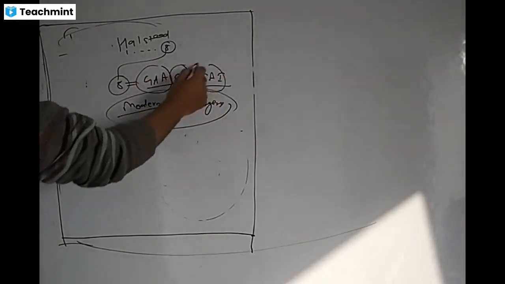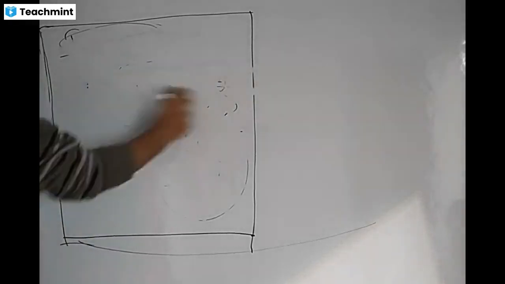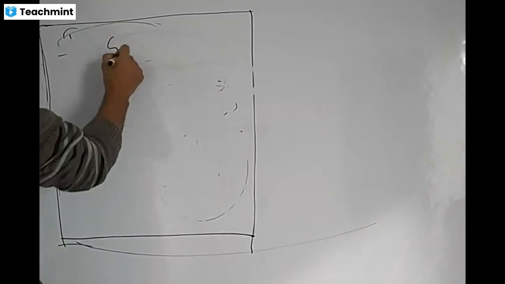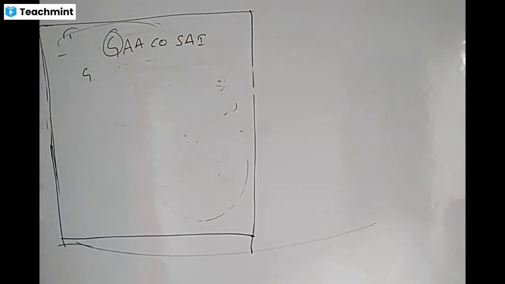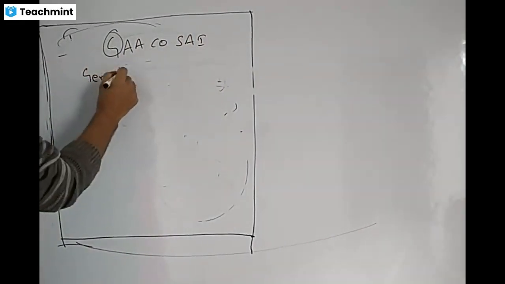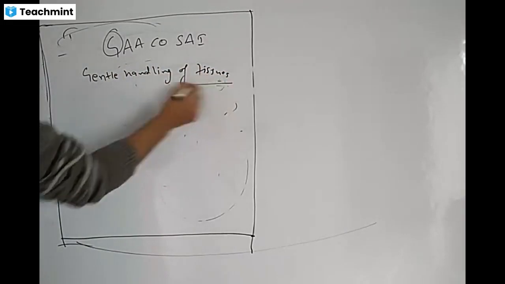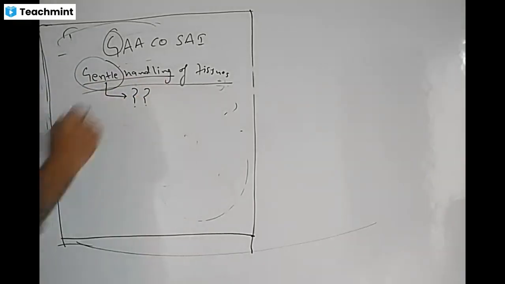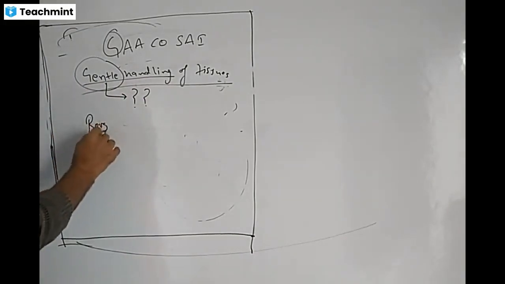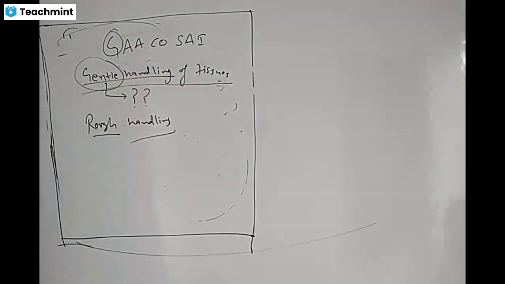In these 8 principles, which is nothing but Jaco, the first principle starts with the G. This G means gentle handling of tissues. Gentle handling of tissues. The question is, why gentle handling? What will happen if we do rough handling? So what is the meaning of gentle handling of tissue?